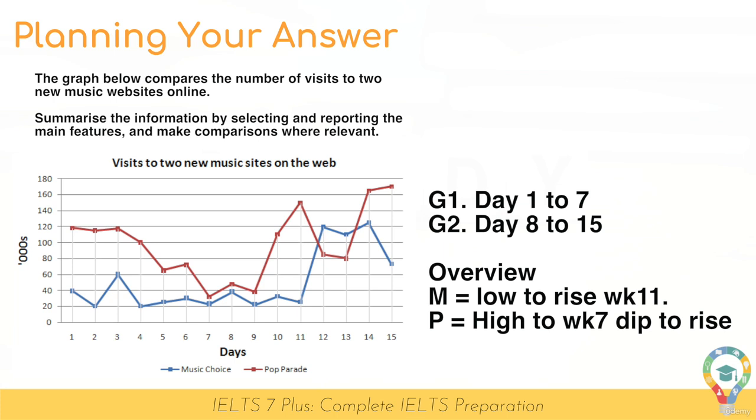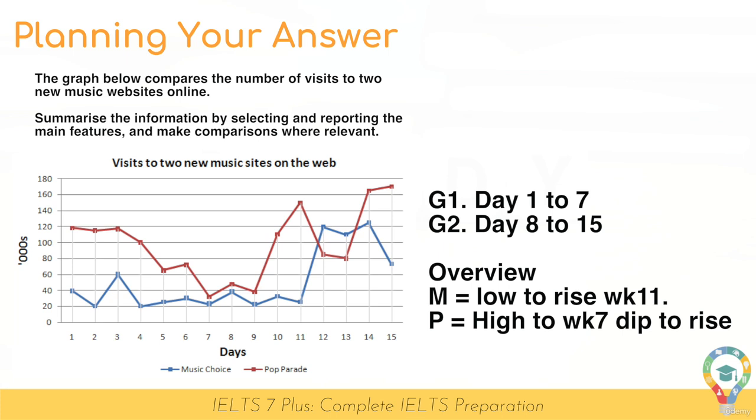So, let me explain what each part means. G1 and G2 means Group 1 and Group 2. In the next lesson, I'll show you the exact structure you need to write your IELTS Writing Task 1 answer, and having these 2 groups is very important. So, my first Group 1 is from day 1 to 7, and that will be 1 detailed paragraph. My next group is from day 8 to 15, and that will make another detailed paragraph.